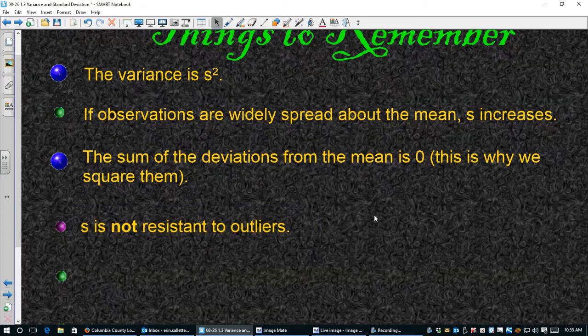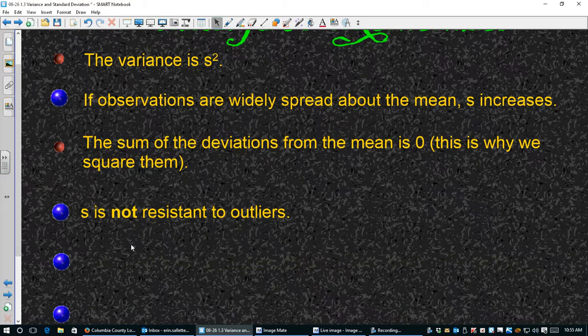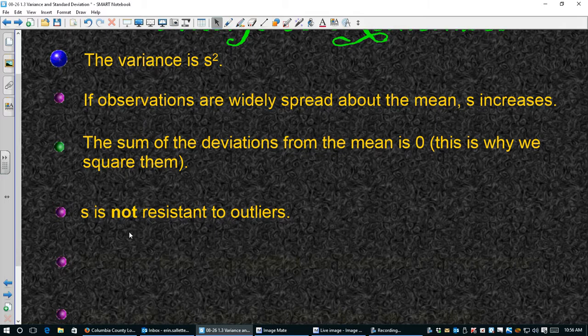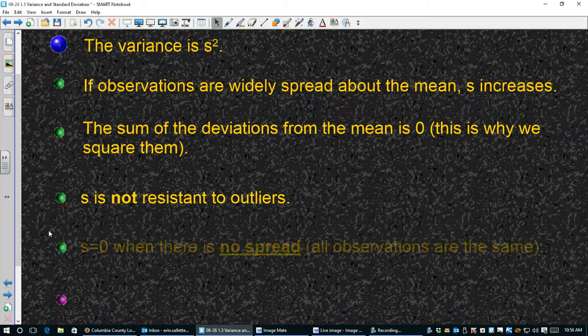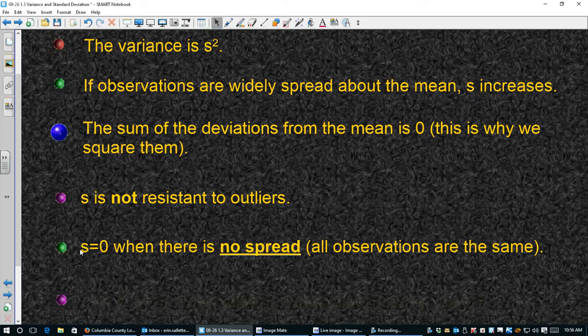S is not resistant to outliers. Outliers affect your range, your spread, and therefore they affect your measure of spread, S. So if you are looking for a measure of spread that is resistant to outliers, this is not it. If you get a circumstance in which your S is 0, that means that there is no spread for your data and all of your observations are the exact same value. So there is no spread, everything is the same value.